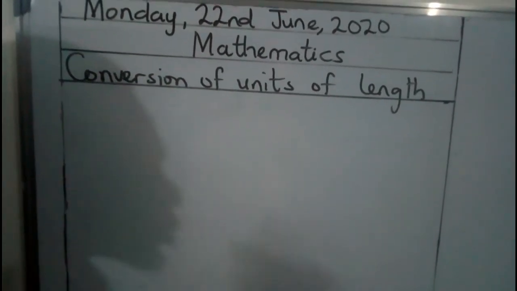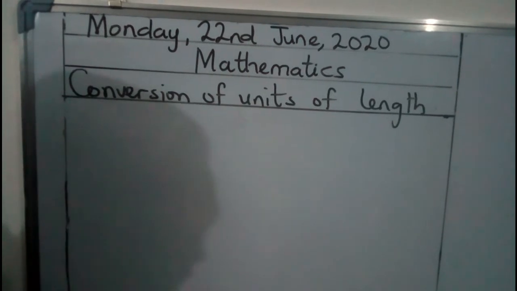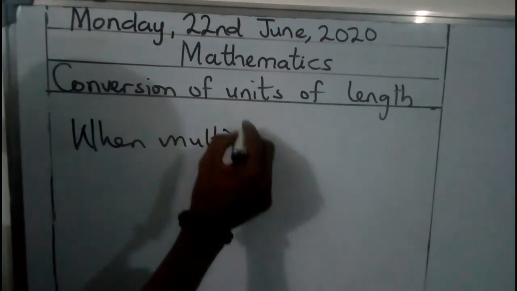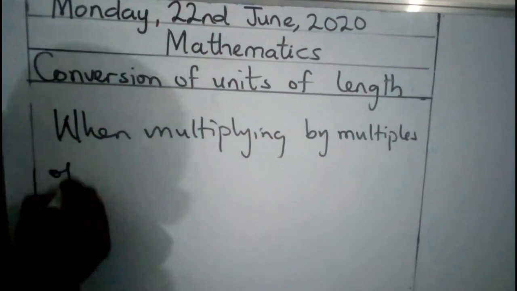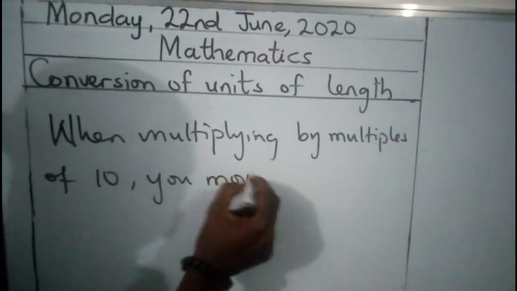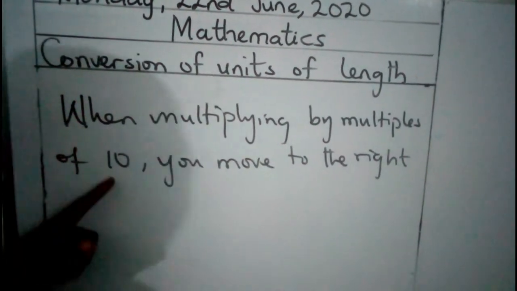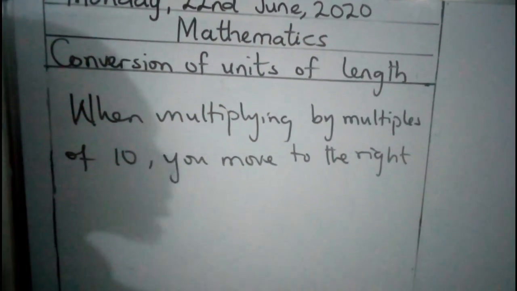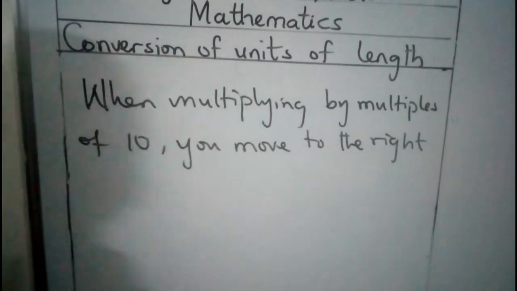I remember that whenever you're multiplying by multiples of 10, you move to the right. I told you that, right? Okay? Now look at it very well. Multiples of 10 include what? 10, 100, that's what I'm talking about, okay? 100, 1000, 10,000, 100,000 and so on. These are the multiples I'm talking about, not the 20, 30 part of it, okay? So whenever you're multiplying by multiples of 10, the 10, 100, 1000, you move to the right.